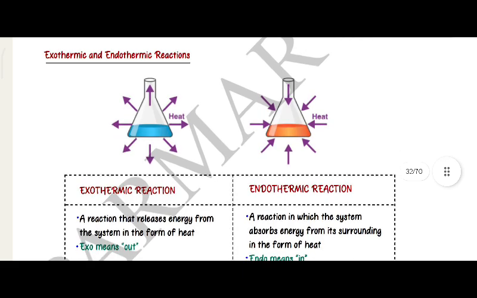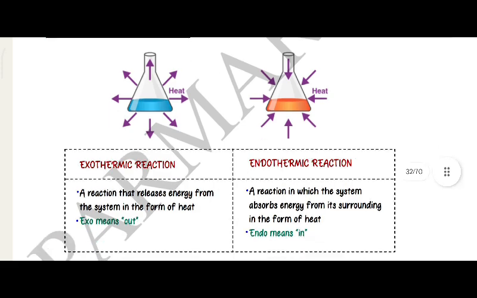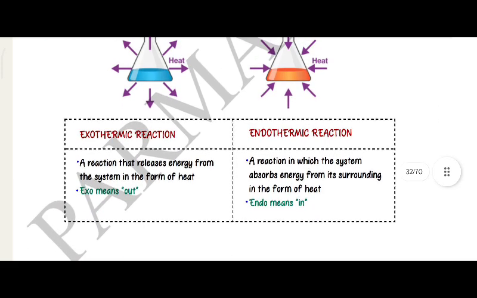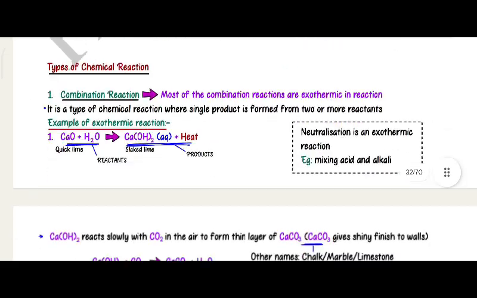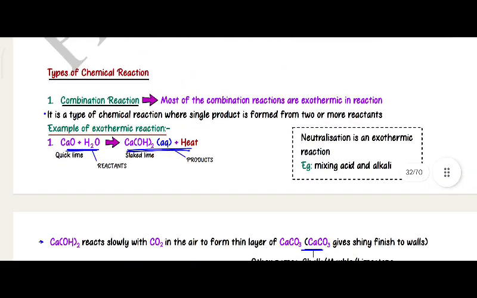Exothermic and endothermic reaction. Exothermic reactions emit heat, endothermic reactions absorb heat. Exothermic reaction: a reaction that releases energy from the system in the form of heat. Exo means out. Endothermic reaction: a reaction in which the system absorbs energy from its surroundings in the form of heat. Endo means in. Types of chemical reactions.